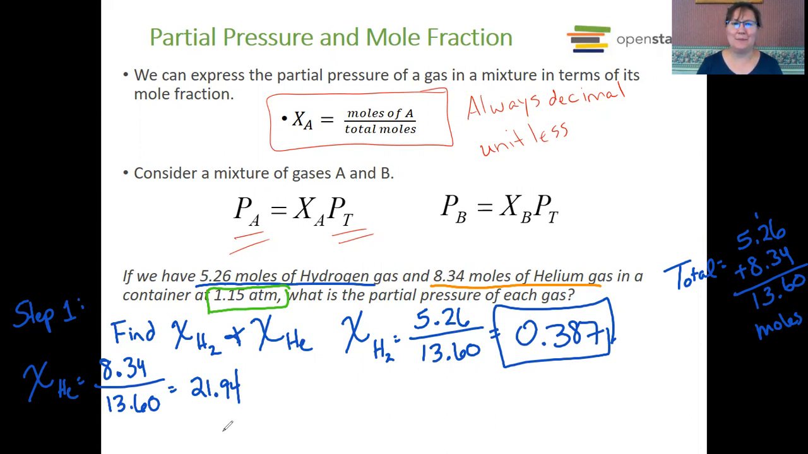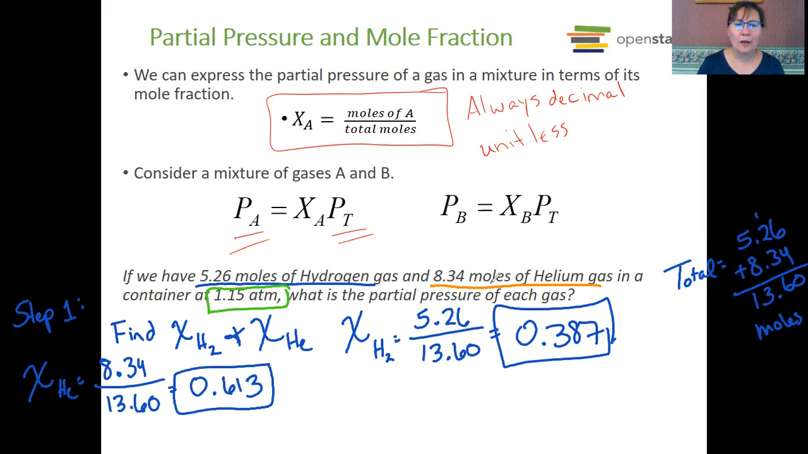I think I added them. See, it's always good to look at your calculations. Try it again. 8.34 divided by 13.6. Oh, that looks much better. All right, and here we get 0.613. And that's my mole fraction of helium.